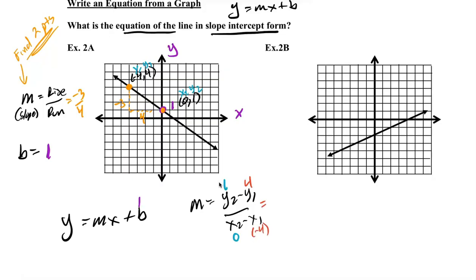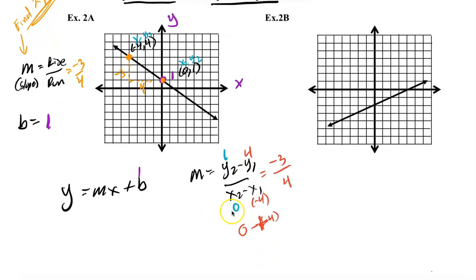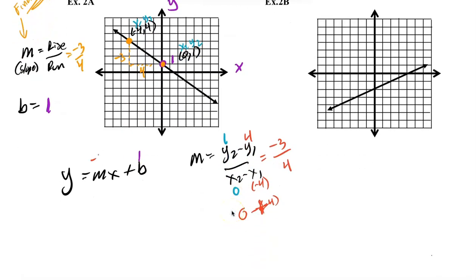So over here I get 1 minus 4 is -3. Over here I get 0 minus -4. 2 negatives make a positive, so it's +4. And I get the exact same thing. So it does not matter how you do it. Either pick your 2 points and do rise over run, or pick your 2 points and plug it into the formula. Either way, my slope is -3 over 4, and I have my equation. y equals -3/4 x plus 1.